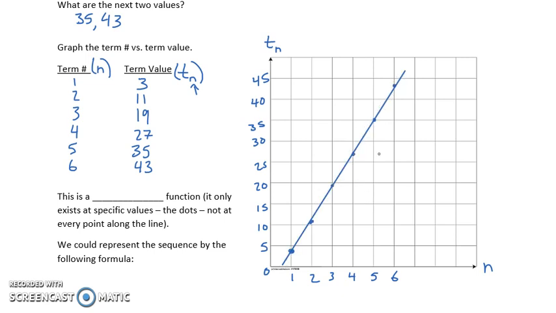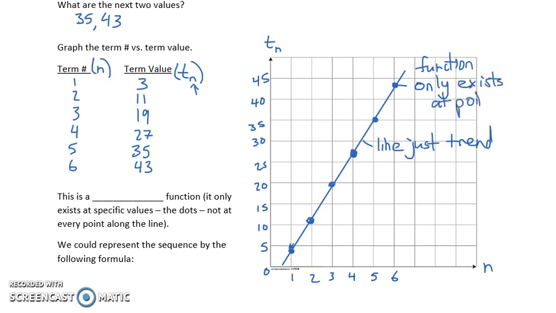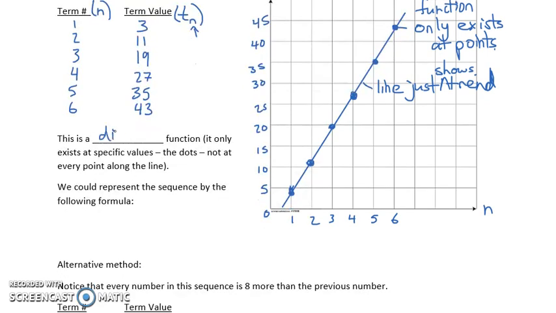There we go. Now that line is not actually representing the function. The line is just showing the trend. Really, the only points where this function actually exists are at these dots. The function only exists at the dots. The line just shows the trend. So what we have here is a discrete function. It only exists at specific values, specifically the dots. It does not exist at every other point along the line.